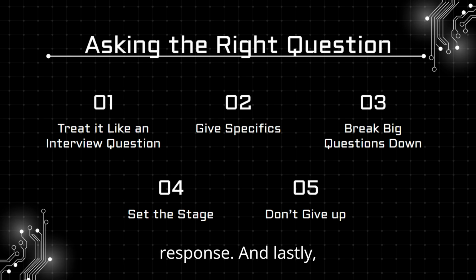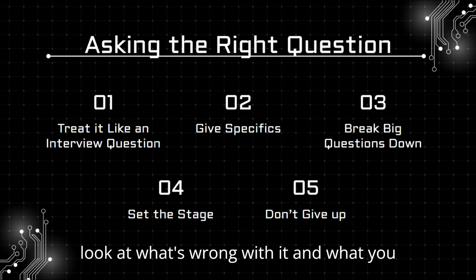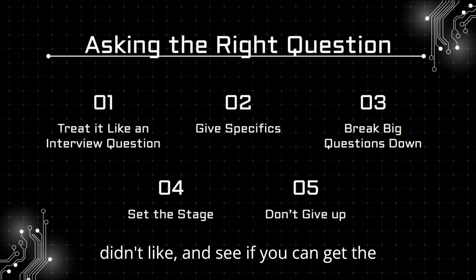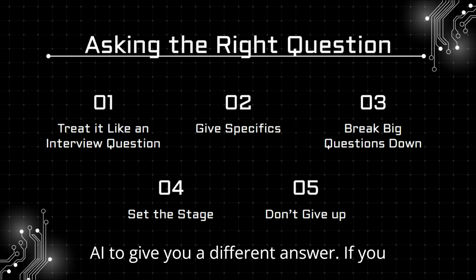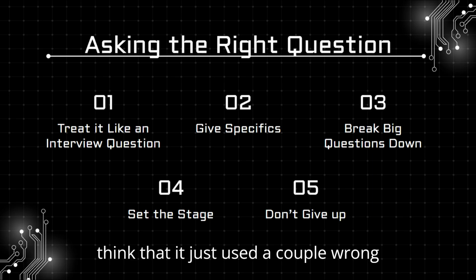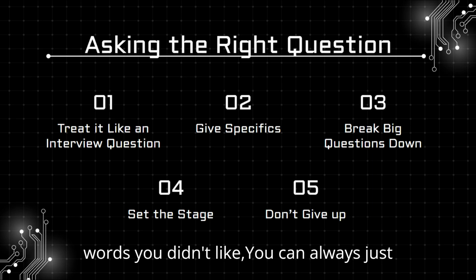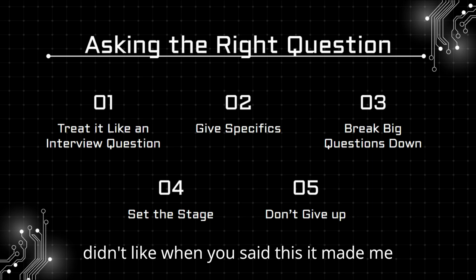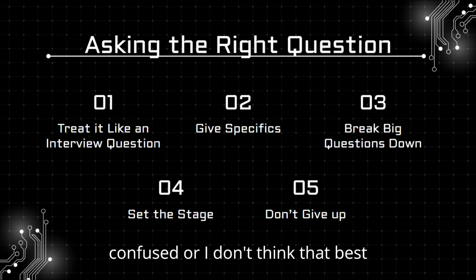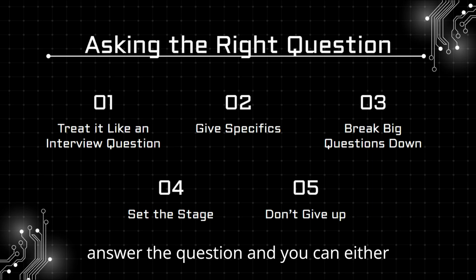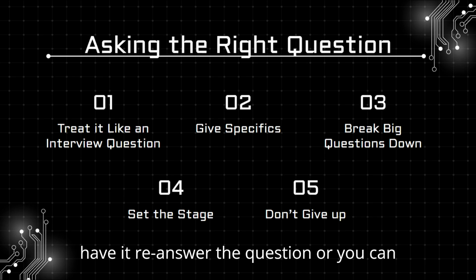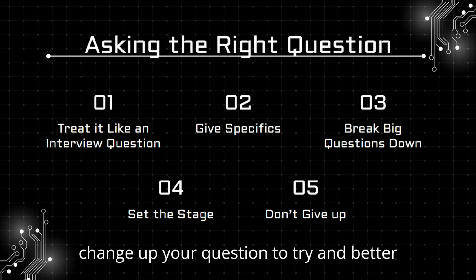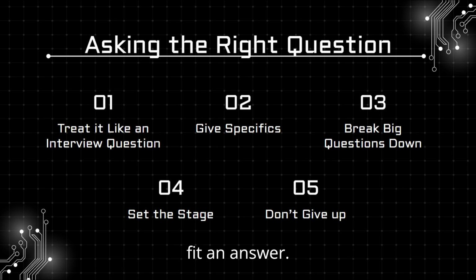And lastly, if you don't like the answer you get, look at what's wrong with it and what you didn't like, and see if you can get the AI to give you a different answer. If you think that it just used a couple wrong words you didn't like, you can always just ask the same question again or say, I didn't like when you said this, it made me confused, or I don't think that best answered the question. And you can either have it re-answer the question, or you can change up your question to better fit an answer.